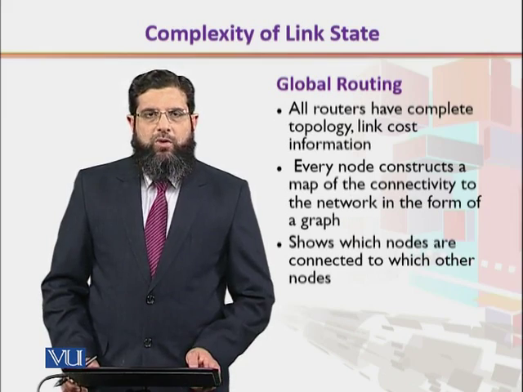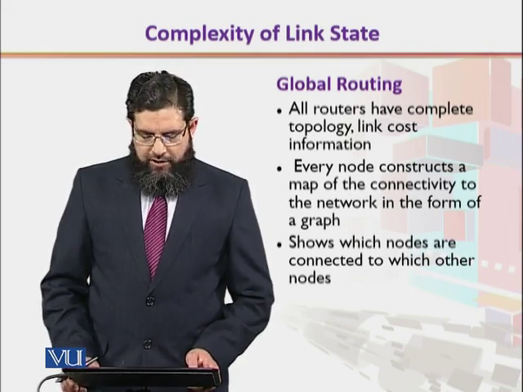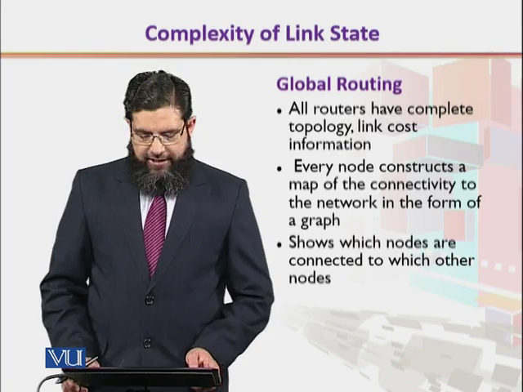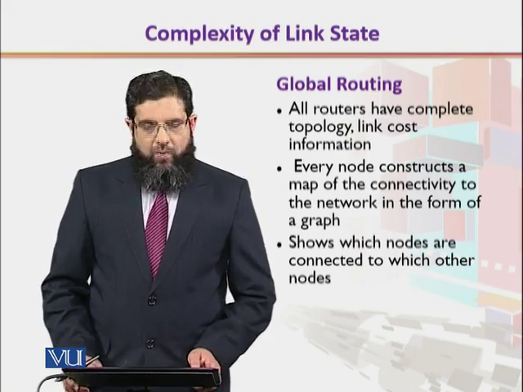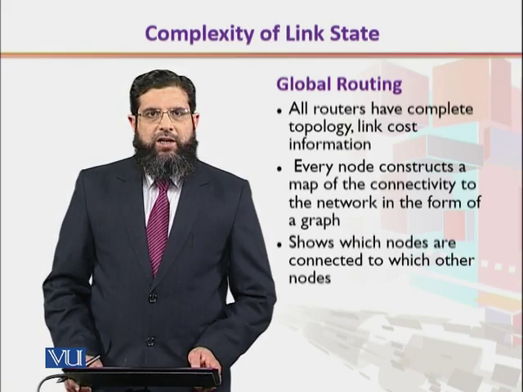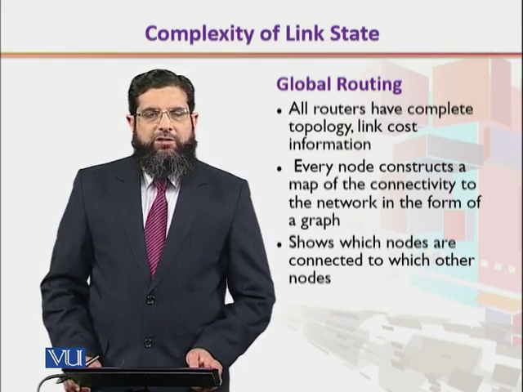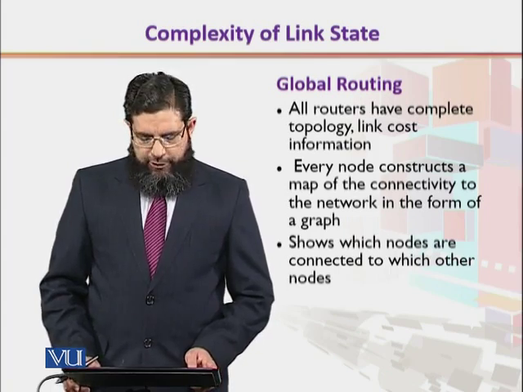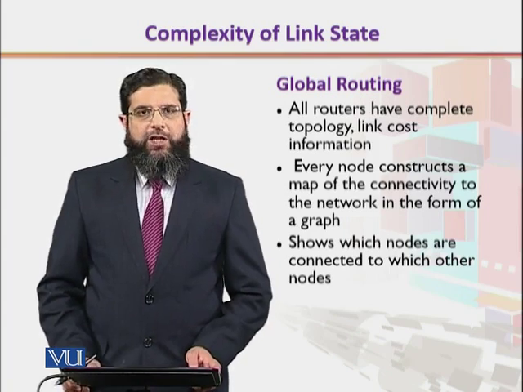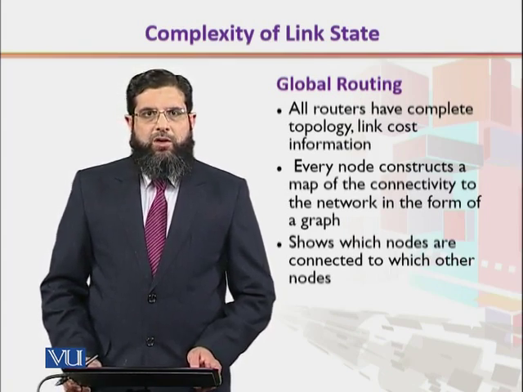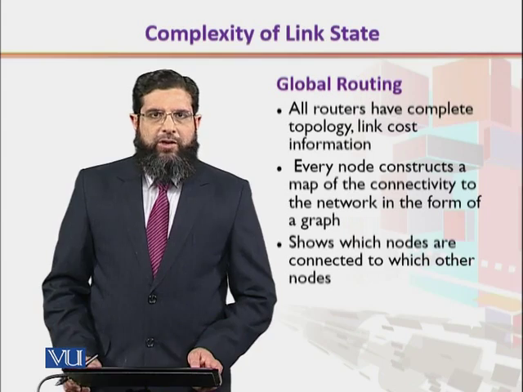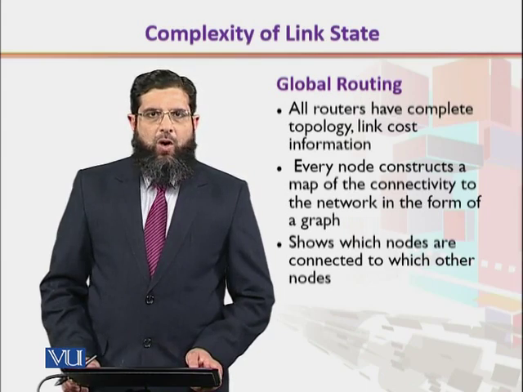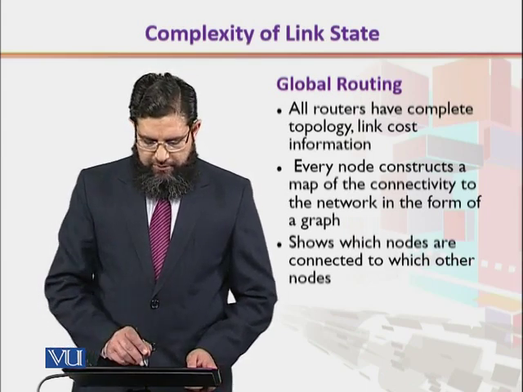Each node, or in other words each router, constructs a map of the connectivity in the form of a graph. So you can imagine that each router has a copy of the overall map, and it shows which nodes are connected to which other nodes. So the global routing algorithm, such as link state, keeps a local version of the global picture of the whole network.